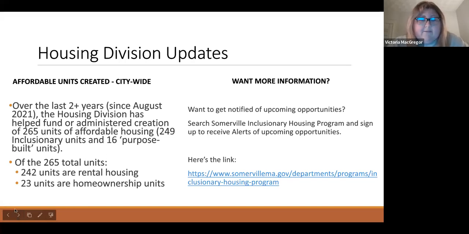A quick update on housing. The last 2 years have been active in terms of affordable housing production. This slide provides a basic breakdown on housing units created in the last 2 years. If you'd like to get on the Housing Division's listserv for new housing opportunities, you can sign up by going to the city website and searching for inclusionary housing.